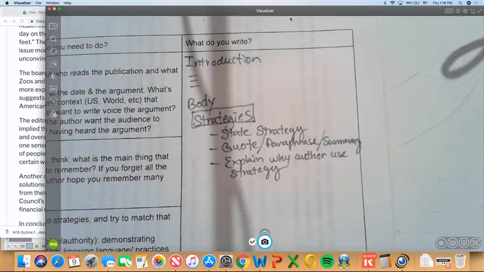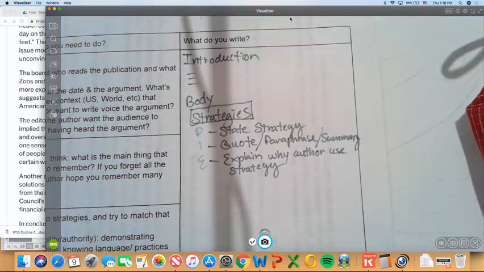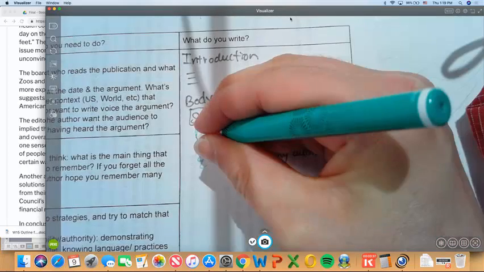And I've talked a few times about PIE paragraphs, where you have the point, the information, and the explanation. So your point is this is the strategy. The information is the evidence from the article, and then the explanation is the explanation of why the author is using that. PIE, P-I-E. Point, information, explanation. Yeah, PIE paragraph.